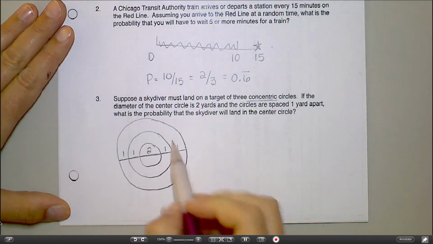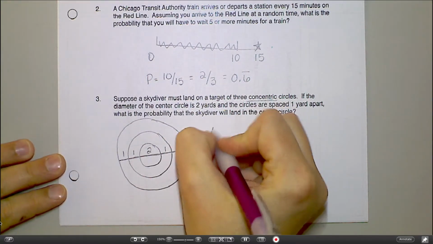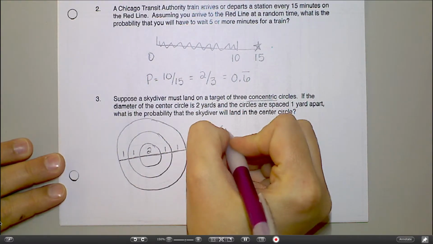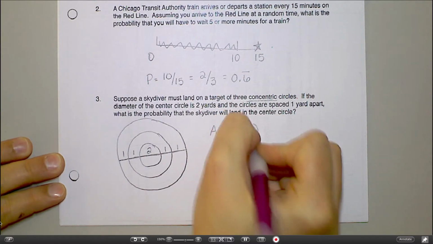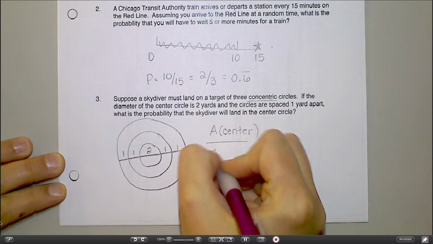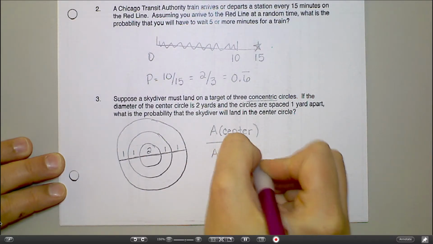And I want to know, if I know for sure the skydiver lands somewhere on this big circle, somewhere in here, what's the probability he's going to land in the center? Remember, it's always what we want over the whole thing. So I'm going to do the area of the center divided by the area of the whole target. Does that make sense?